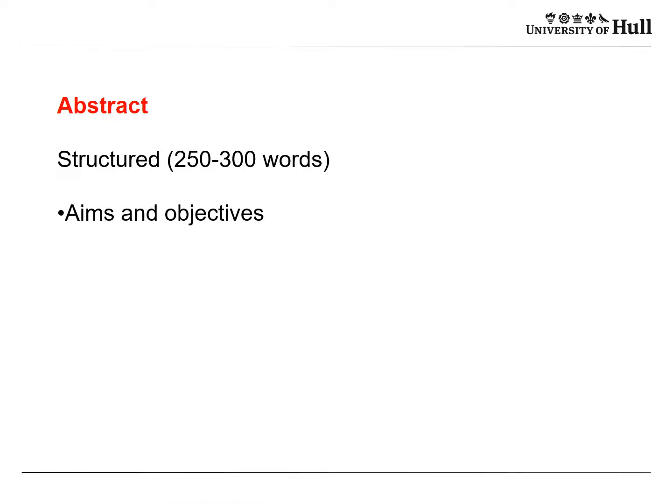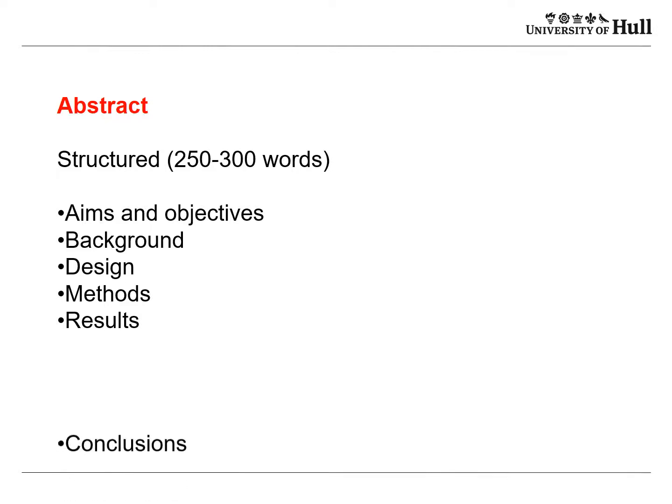Start with the aims and objectives, then give the background, state the design and then the methods. These are two different things. Then an overview of the results and, if the journal wants it, some conclusions.